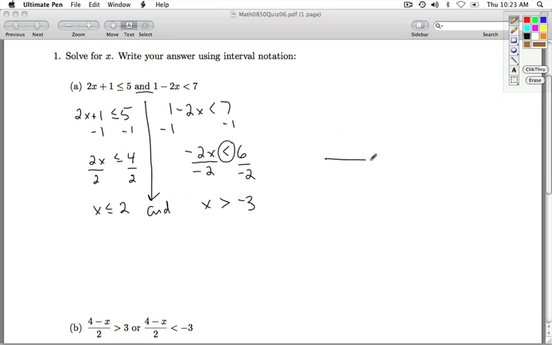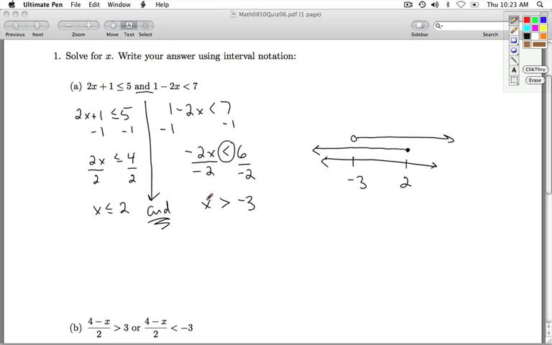So let's go off to the number line and graph these two sets of numbers. Here's negative 3 and here's 2. I need x less than or equal to 2, so I'm going to have a closed dot there, and I need everything to the left. X greater than negative 3, I have an open circle above the negative 3. I want everything to the right.